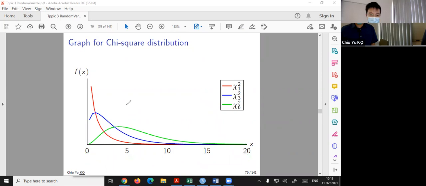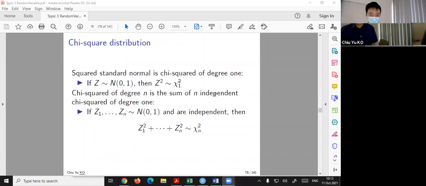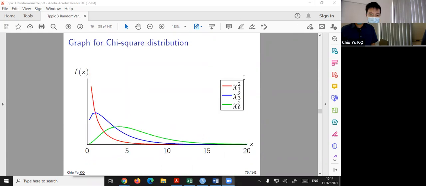when you have more than one together, this 3 means 3 of them together. There's a definition here. Nothing to understand, but this is the definition. If you have n of these, each one taking a square, you become chi-square n. Depending on how many you add up, there will be n. So here chi-square 3 will be 3 standard normals squared and added up.